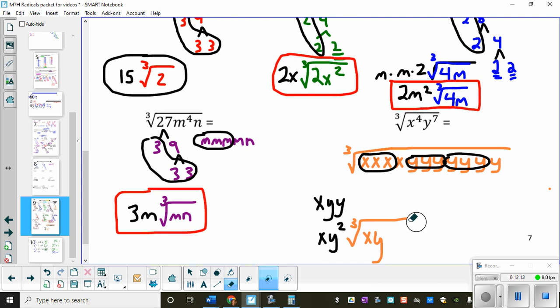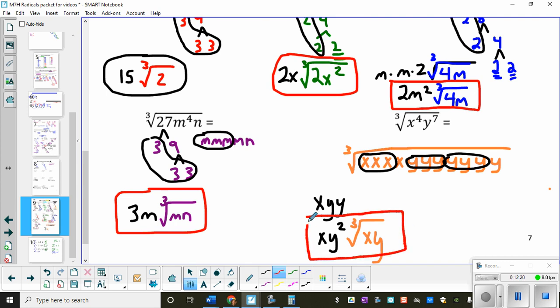So that's a little long. I can erase that there. So this one is an xy squared times the cube root of xy. And that takes care of this video.